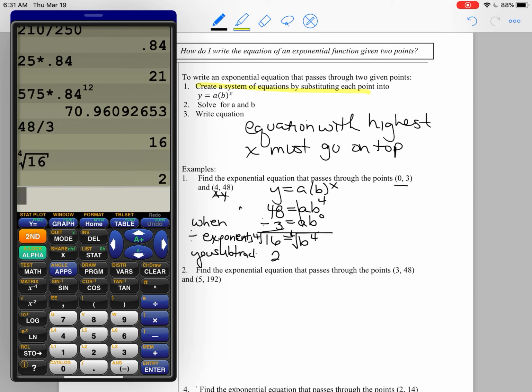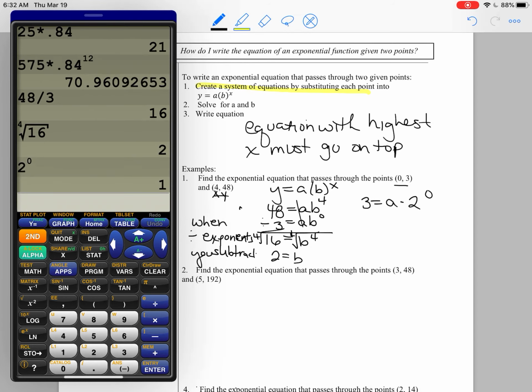So now that I have b, I just need to find a. So the easiest thing in the world to do is look at your x's. Which one's easier to work with? Well, 0 is easy to work with. So I'm going to go back to my equation, and I had 3 is equal to a times 2 to the 0 power. 2 to the 0 is 1, so this is 3 is equal to a times 1. So 3 is equal to a. There's my b, there's my a. Write my equation, y equals 3 times 2 to the x. There's the equation for it.